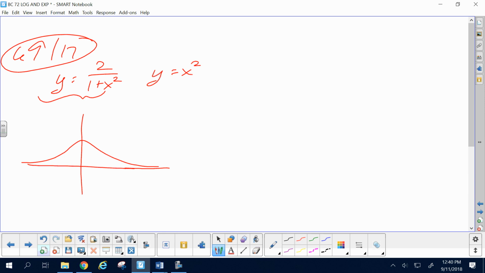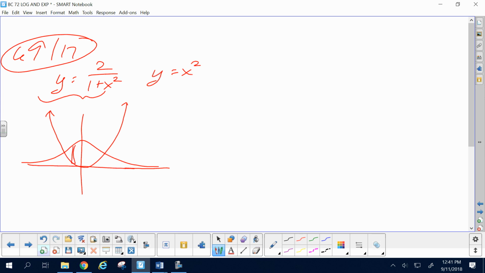The denominator has no real roots, right? All right, so then x squared looks like this. Those functions are both even. We could use symmetry here, but let's go with area.